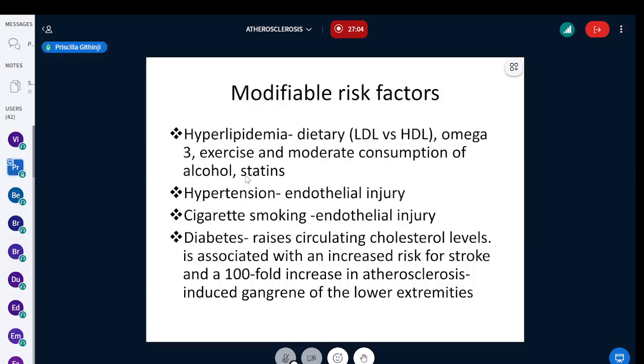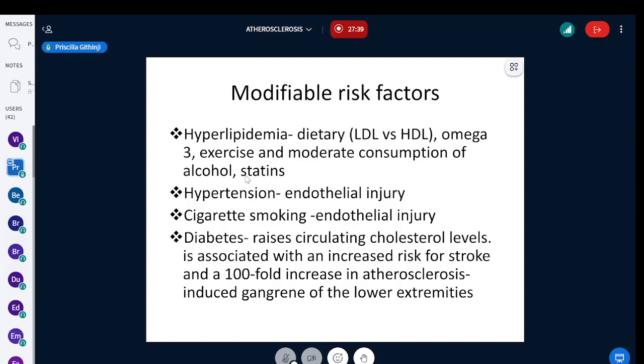Then we have modifiable risk factors or unconstitutional risk factors. These are things that you can change. And one of them is hyperlipidemia. And what causes hyperlipidemia? Diet. If you consume a diet that is high in LDL cholesterol, which we call low density lipoprotein cholesterol or bad cholesterol, more than diets that are high in the high density lipoprotein HDL cholesterol, then you're more likely to develop atherosclerosis.